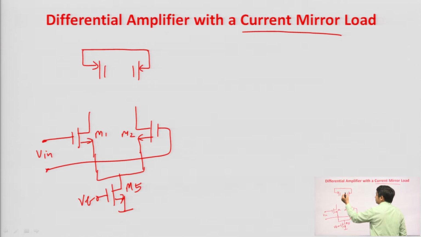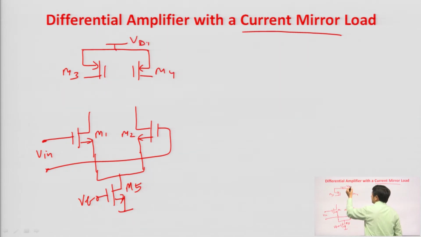in the PMOS current mirror the source of both the transistors, let us say M3 and M4, is connected to the supply voltage VDD, right, and the drain of M3 is connected to the drain of M1, and the drain of M4 is connected to the drain of M2. Since M3 and M4 are to be a current mirror, the gate of M3 and M4 will be shorted and M3 should be diode connected.